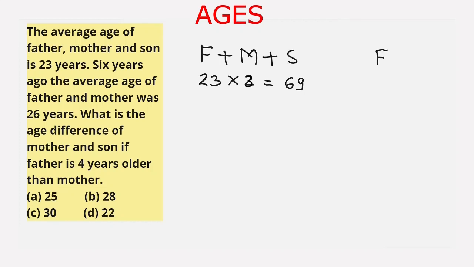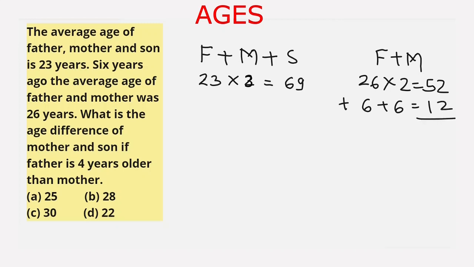Now 6 years ago, the average age of father and mother was 26 years. So this is 26 multiplied by 2, which is 52 years. That is, the sum of the age of father and mother 6 years ago was 52. Then we can find the present age. So we add 6 to the age of father plus 6 to the age of mother. This is equal to 12 years. And if we add 12 to 52, we get 64. That is, the present age of father and mother is 64 years.